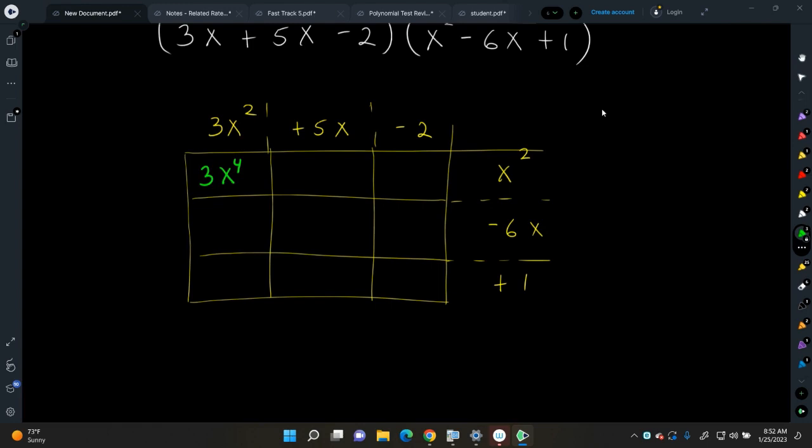Nico, what do I do with this square here? You multiply the 3x squared times the negative 6x. Right. And we get negative 18x to the 3rd. Good. MJ, what do I do in this square?